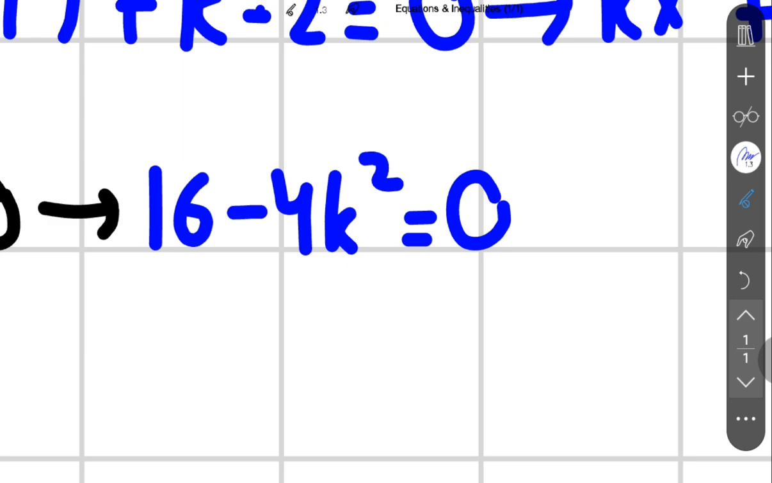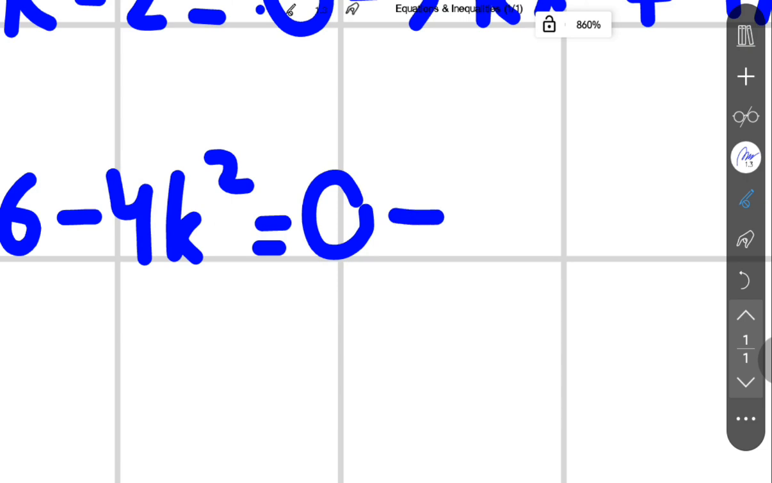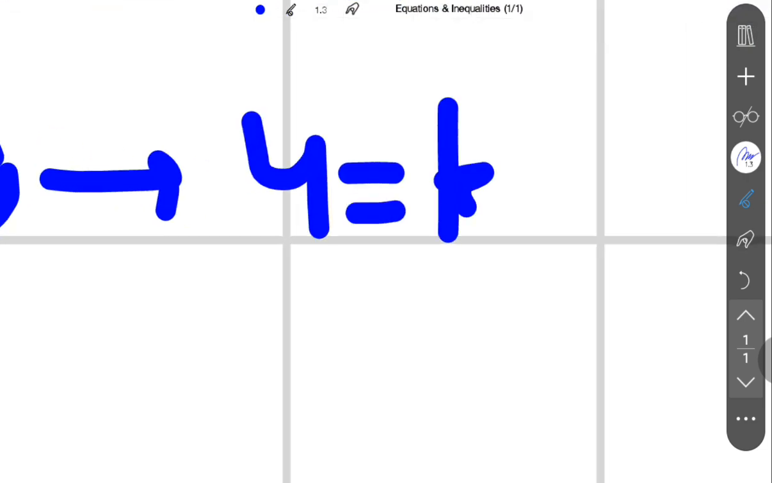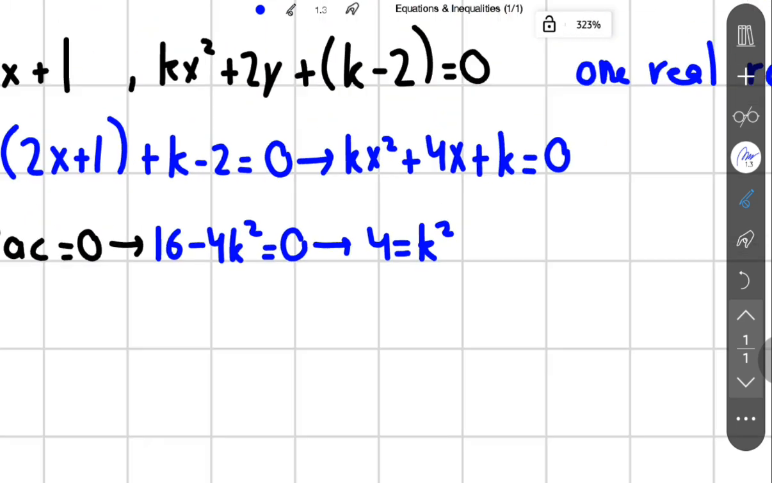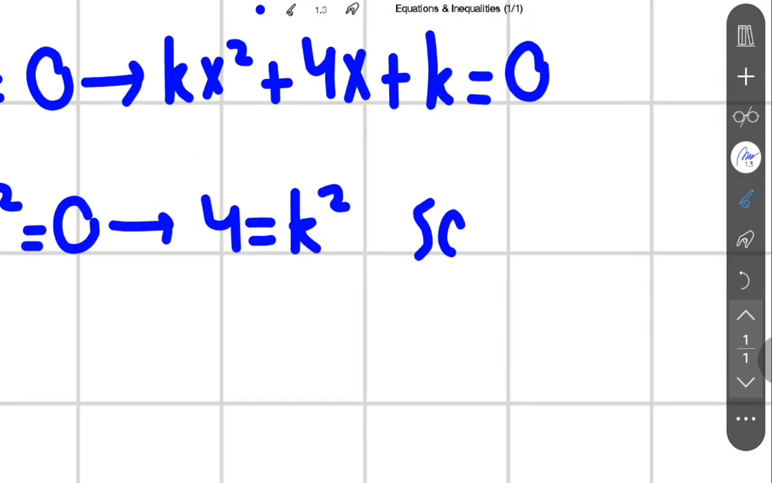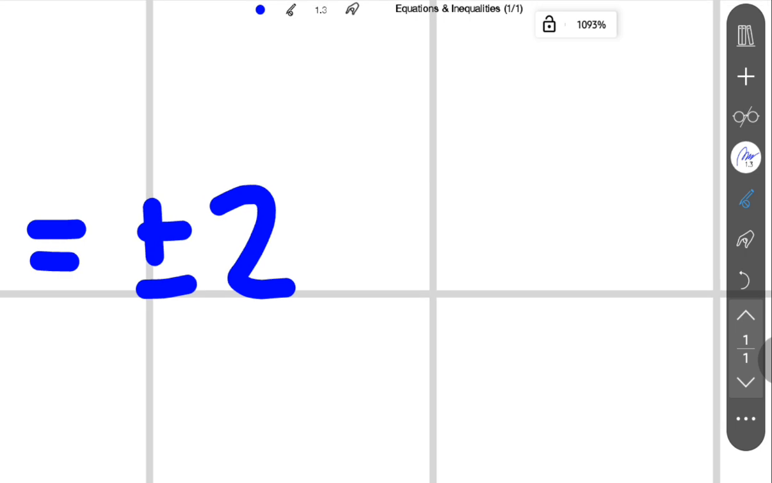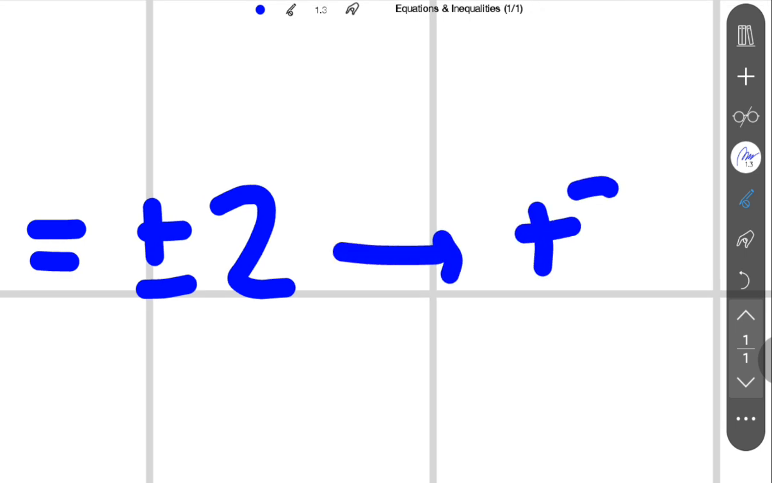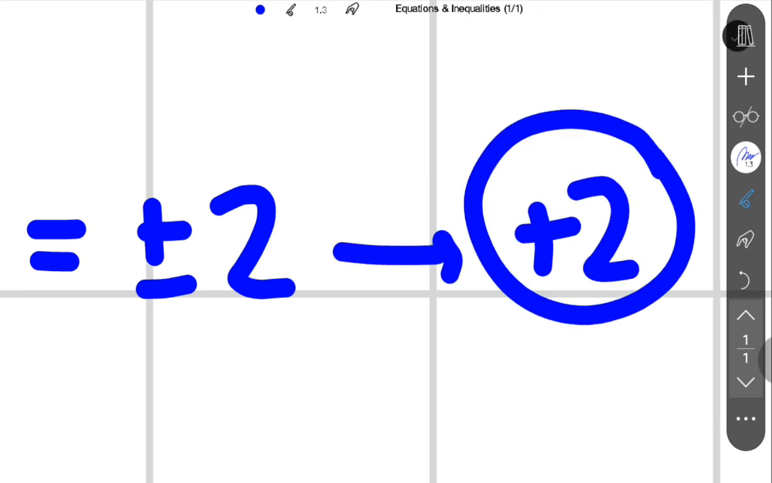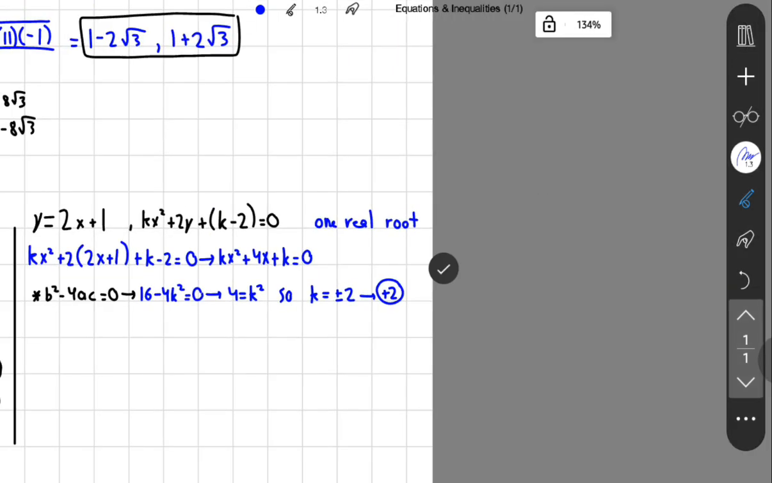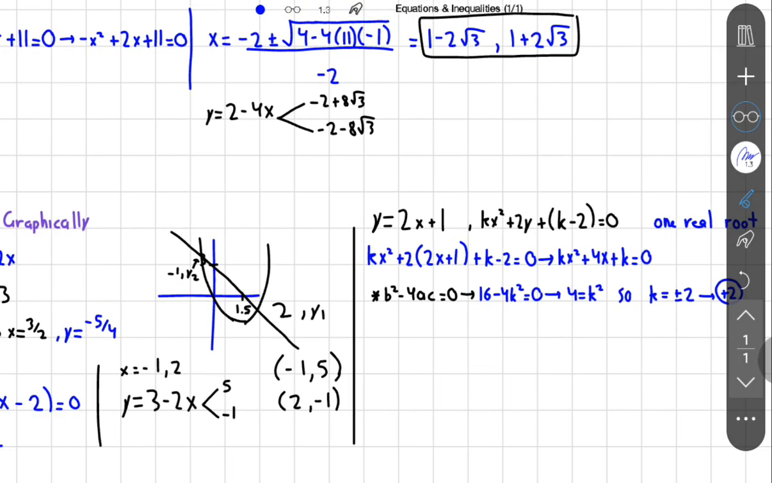I can divide both sides by 4, so I'll be left with 4 equals k squared. So k could either be positive or negative 2. But in the question it's mentioned that k is a positive constant, so I'll take positive 2 only as my answer. And by the way, this is on page 42. So now I determined that the value of k is positive 2.